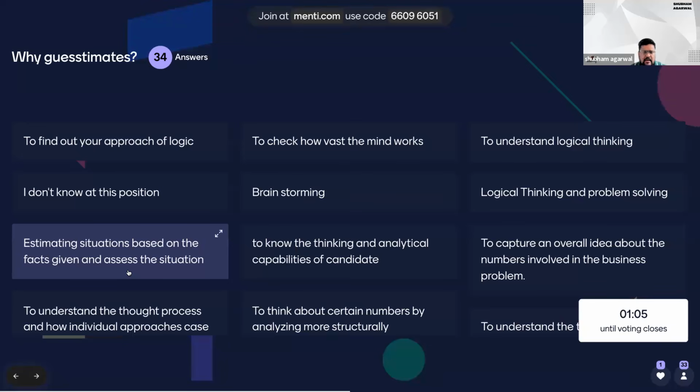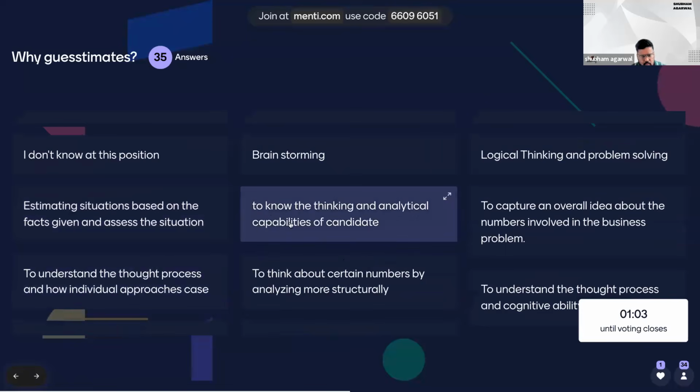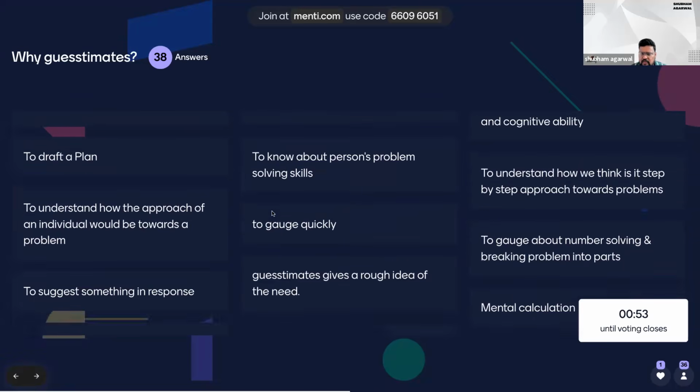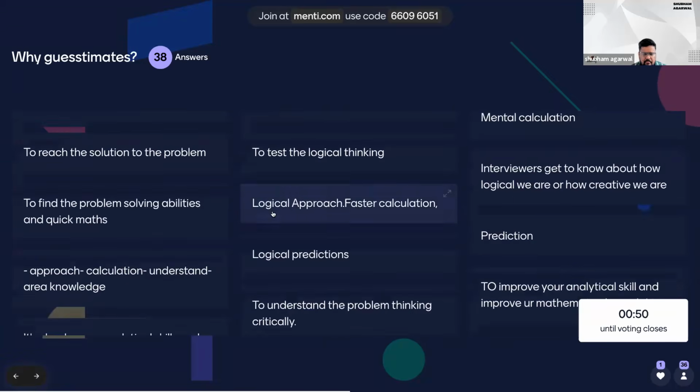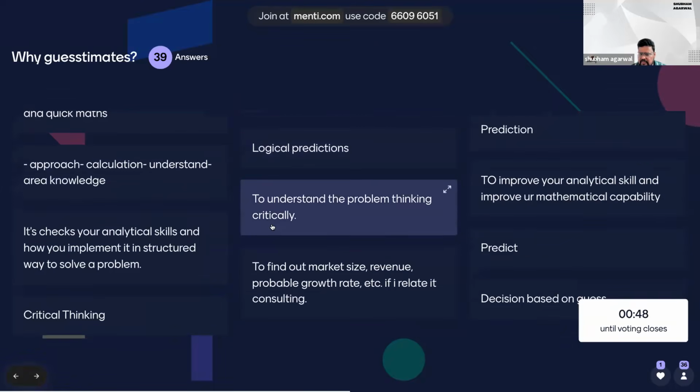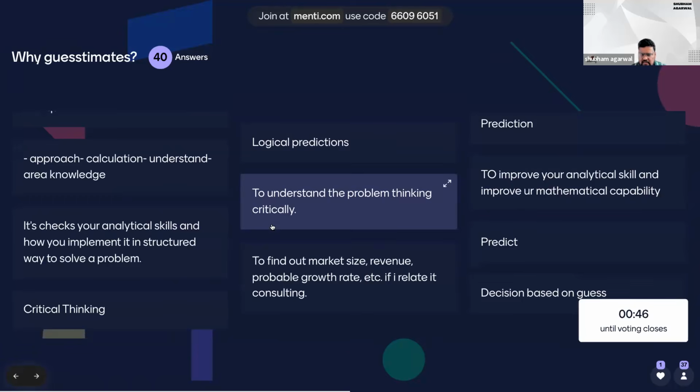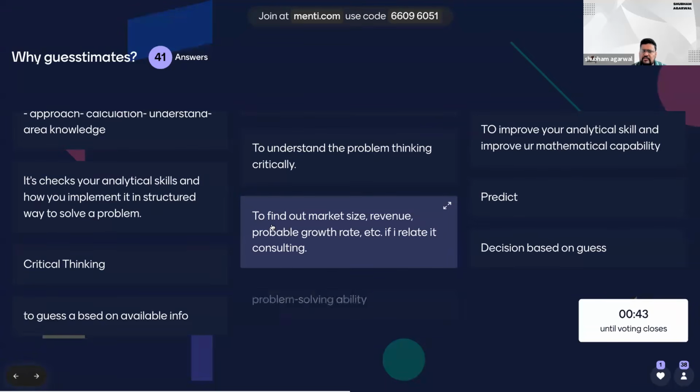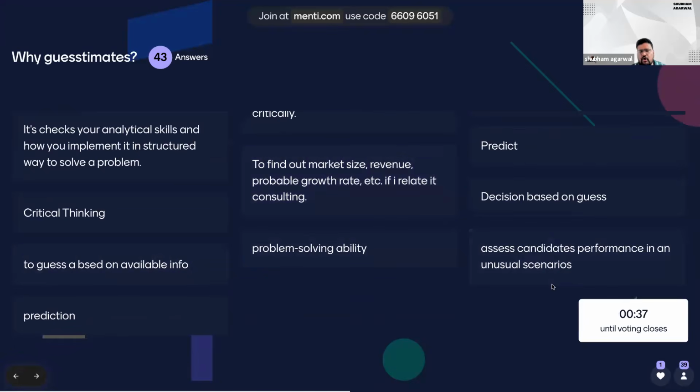To know the thinking and analytical capabilities of a candidate, yes, but more probably a problem solving thinking, right? Or a logical thinking in this case, to capture an overall idea of numbers involved in the business problem, to draft a plan, to gauge quickly, mental calculation, prediction, approach, calculation, to understand the problem, thinking critically, decision making, critical thinking. I believe you are all thinking on the right path. My only comment is yes, you are right, but this is broader than that. The idea of guesstimates is way broader in consulting context.